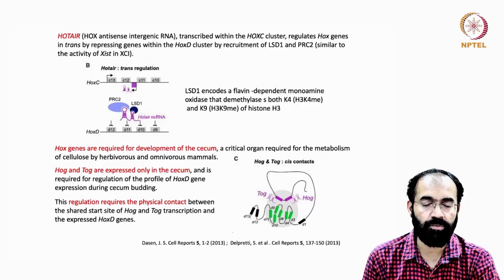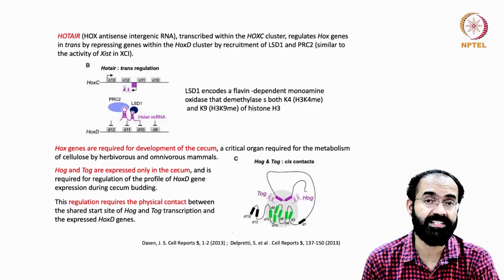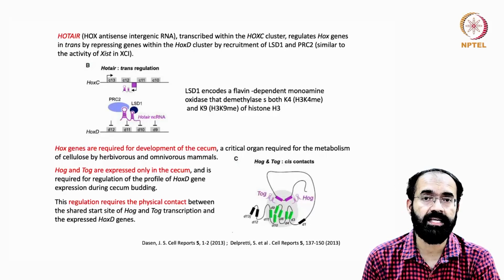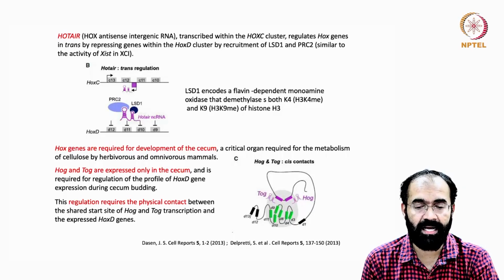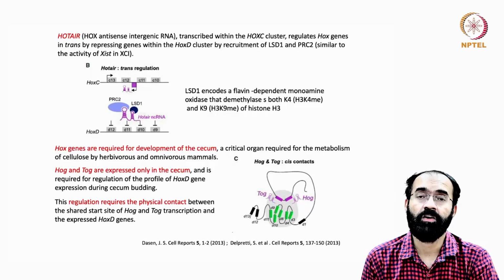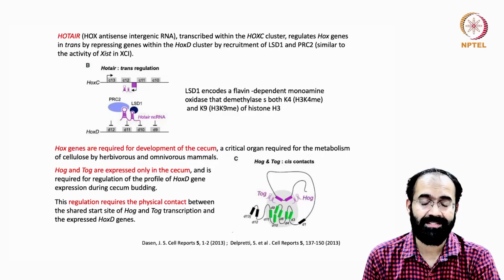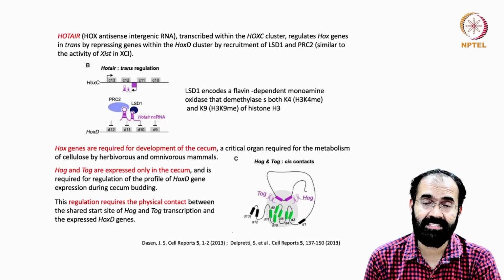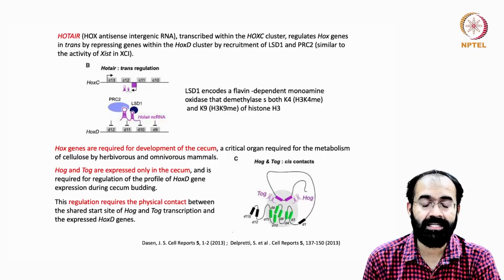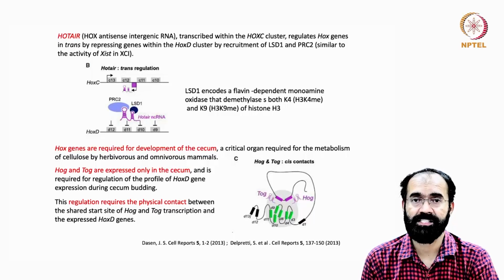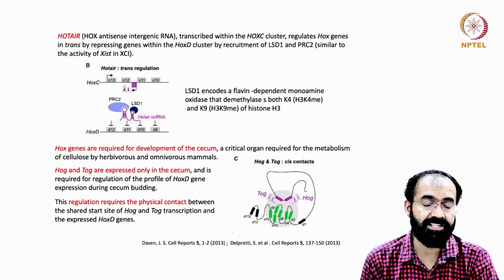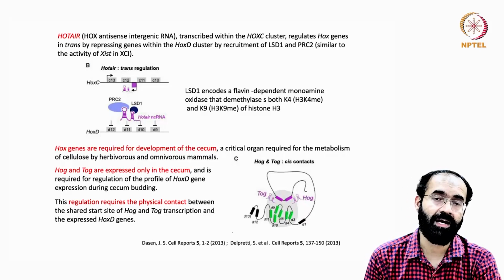So HOTAIR makes sure that the HOXD gene is not expressed in the segment where HOXC is supposed to be expressing. This is mainly done by recruitment of molecules such as the PRC2 complex and LSD1, causing a genomic imprinting, meaning no expression, or the methylation of the histones, so that the HOXD cluster is not allowed to express.